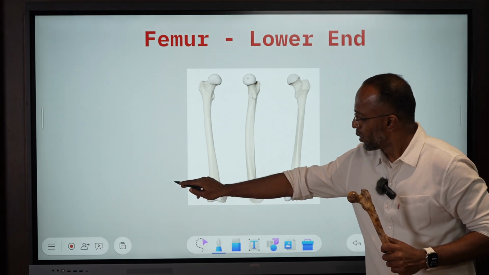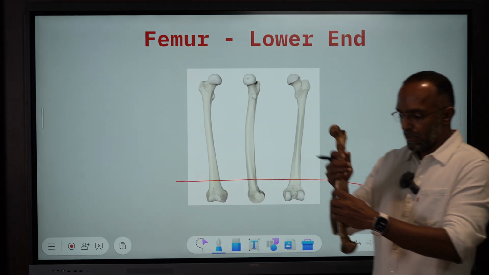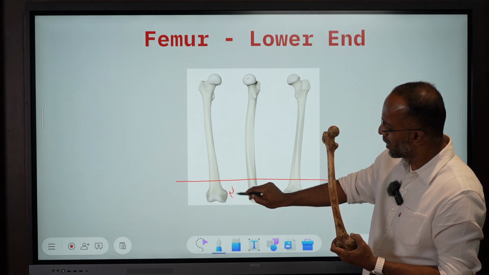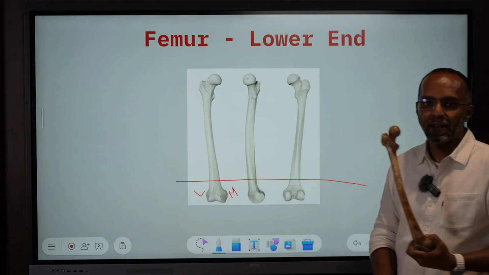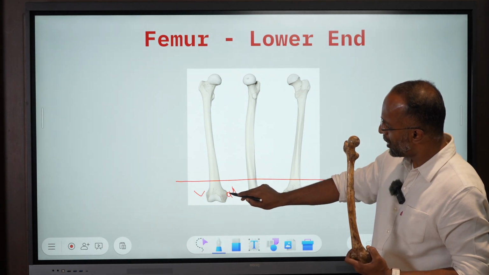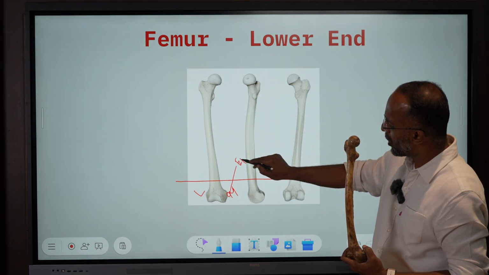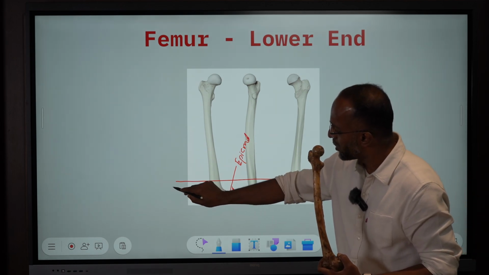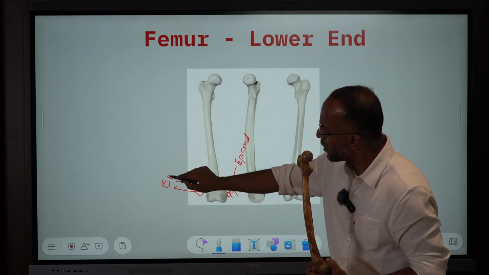Now coming to the lower end of the femur. The lower end of the femur, as we know, has two condyles. One is the medial condyle, another one is the lateral condyle. The medial condyle's highest point is called medial epicondyle, and the lateral condyle's highest point is called lateral epicondyle.